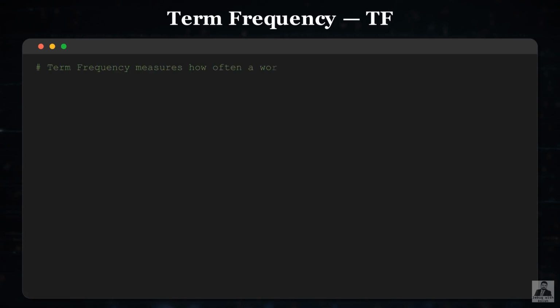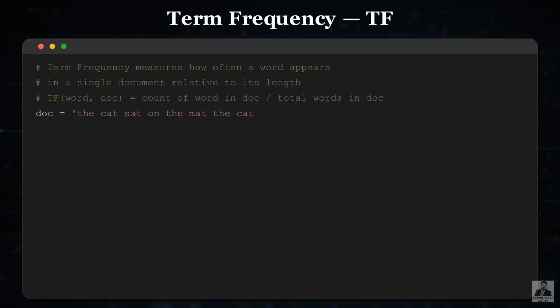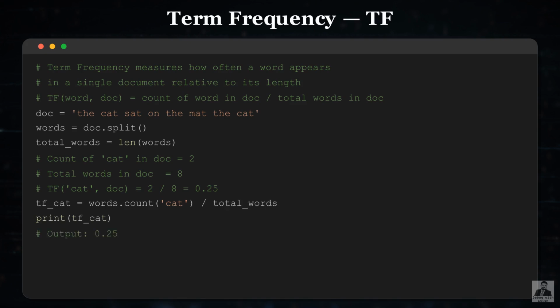Term frequency measures how often a word appears in a single document relative to the total number of words in that document. The formula is the count of the word divided by the total word count. In this example, "cat" appears twice in a document of 8 words, giving a TF of 0.25. The word "the" appears 3 times, giving a TF of 0.375. TF alone is not enough because it still rewards common words like "the". That is where inverse document frequency comes in.